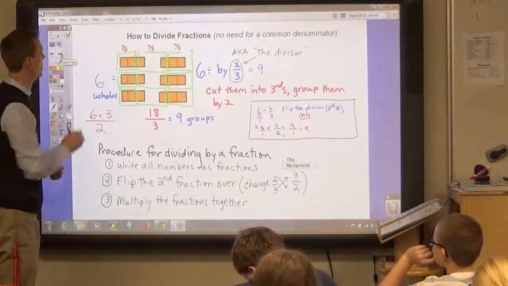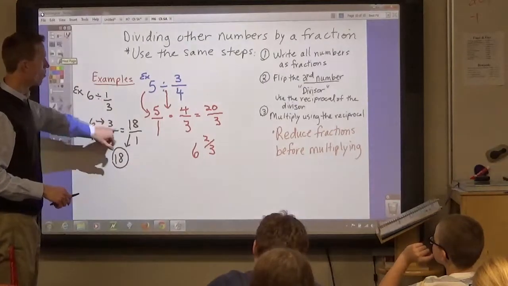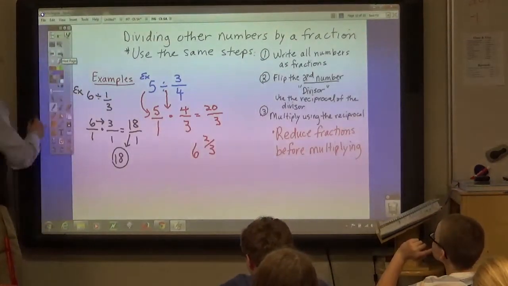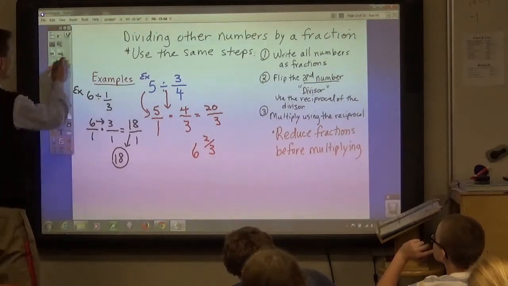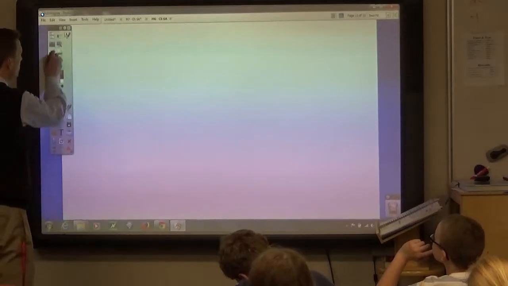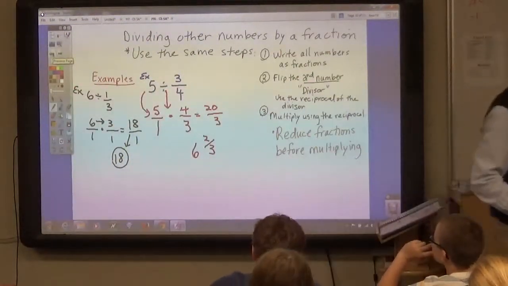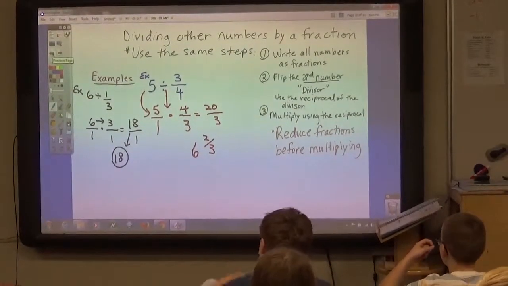We're just writing them as fractions first, right? And then multiplying. So it's the same steps, okay? Any questions on what we're doing? All right, that's it.